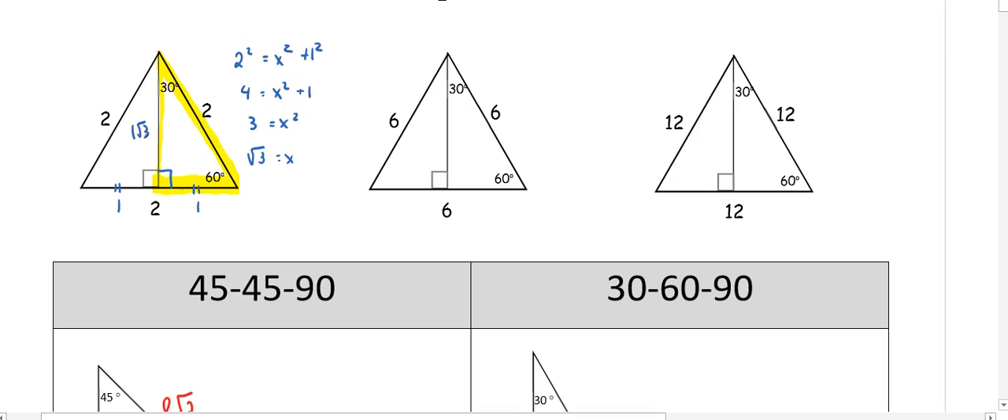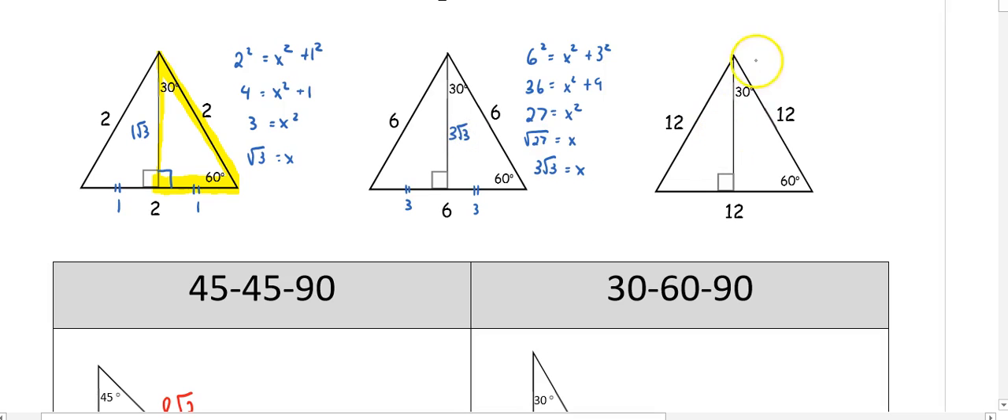In the next triangle, we have sides that are 6, 6, and 6. Again, it's split that base into 3 and 3. So if I focus on my triangle, I have 6 squared equals x squared plus 3 squared. 36 equals x squared plus 9. We can subtract 9 from both sides. 27 equals x squared. x equals the square root of 27, which simplifies to 3 root 3.